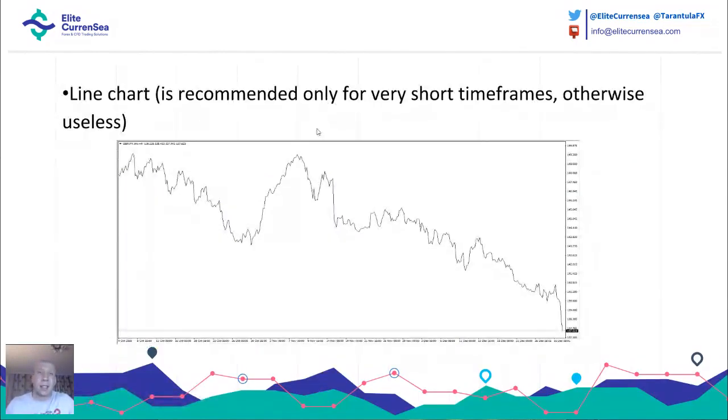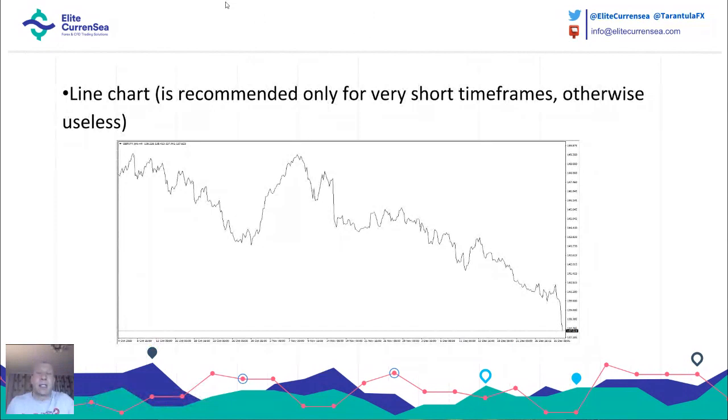Line chart. There are 3 types of chart, but for technical analysis, I and the majority of traders are using Japanese candlesticks. But before Japanese candlesticks, there were line charts, and for me, they're only valid for shorter time frames. For me, it's definitely useless. I don't use line charts at all.